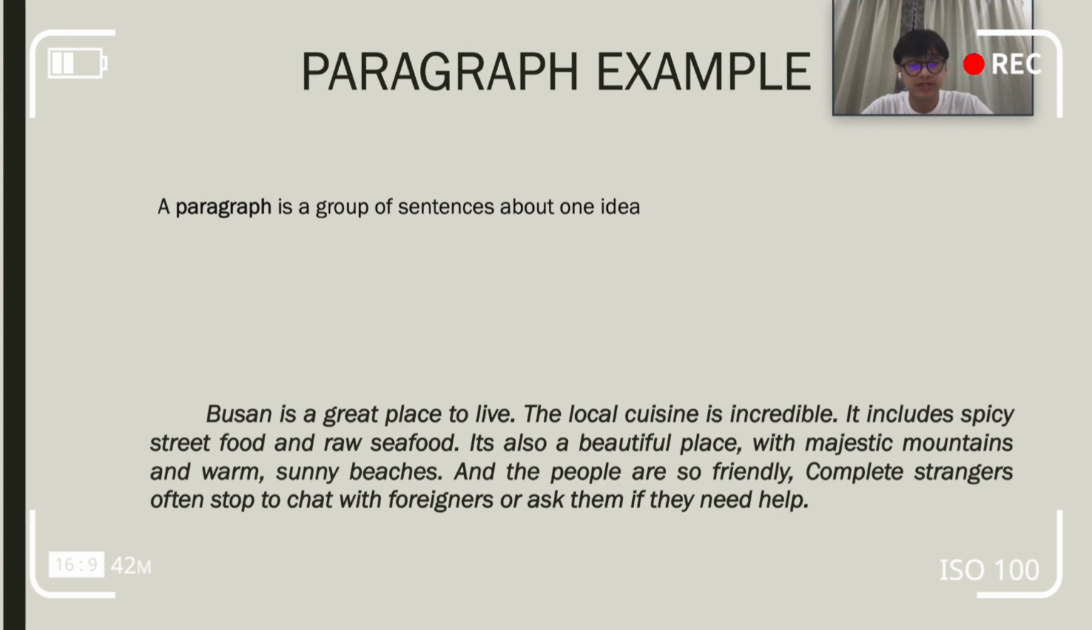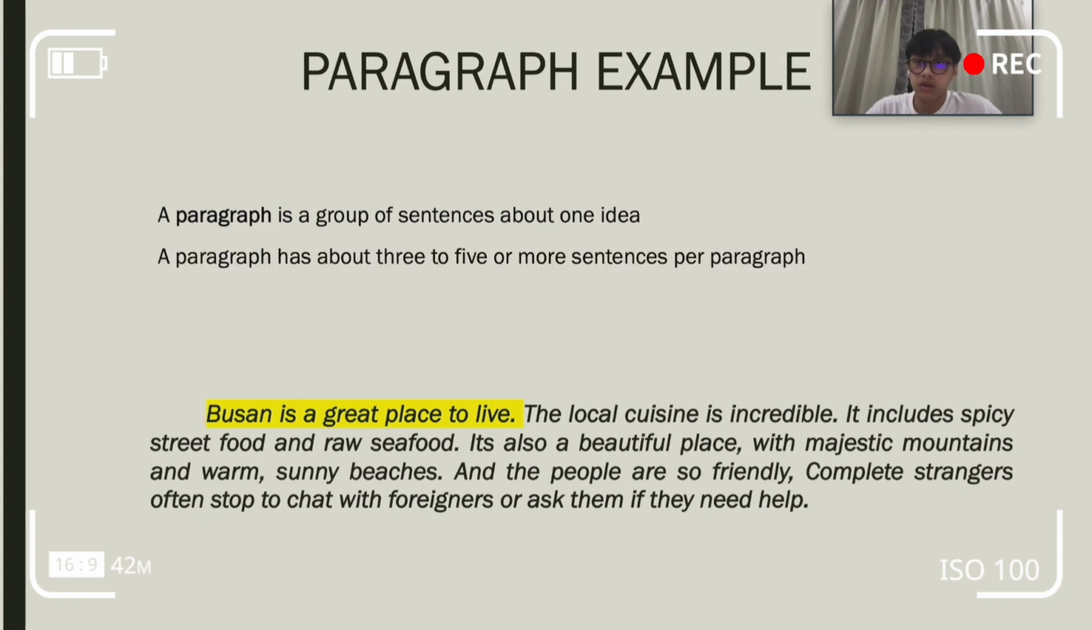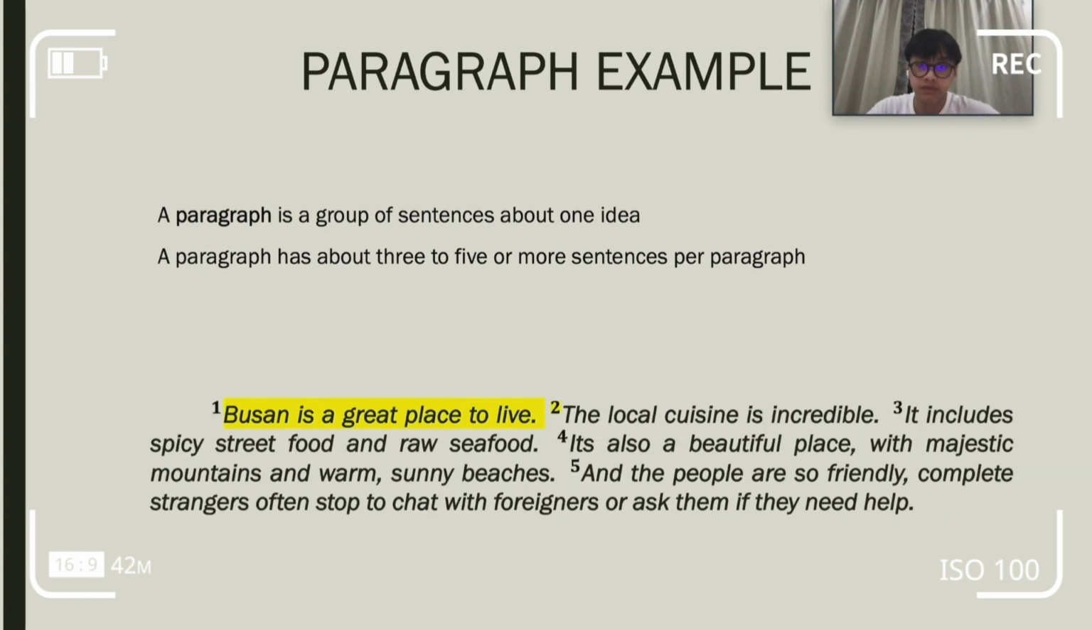So, a paragraph is a group of sentences about one idea. As said, in a paragraph, we have one idea, and this idea is Busan is a great place to live. A paragraph has about 3 to 5 or more sentences. In this example, we have 5 sentences in one paragraph. The first sentence of a paragraph is indented. As seen here, there's an indentation on our paragraph.